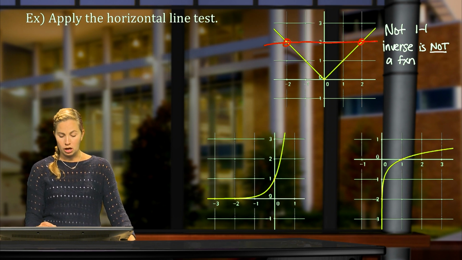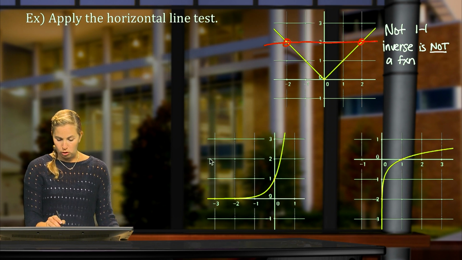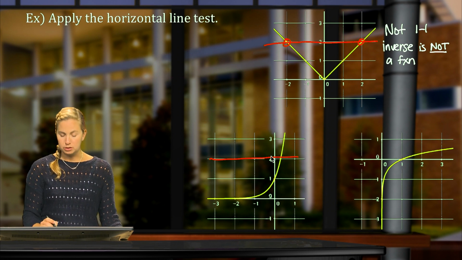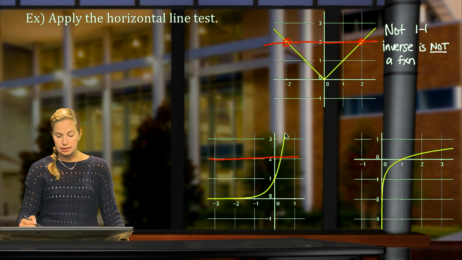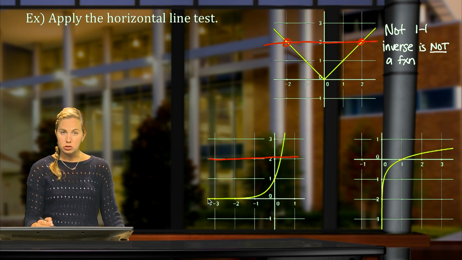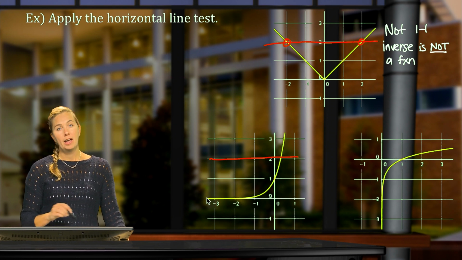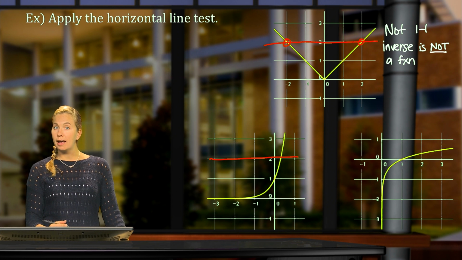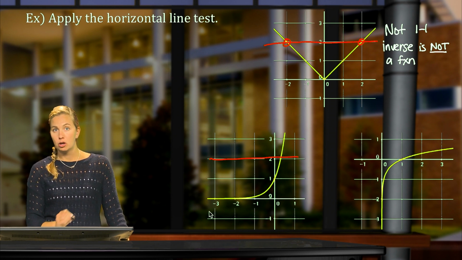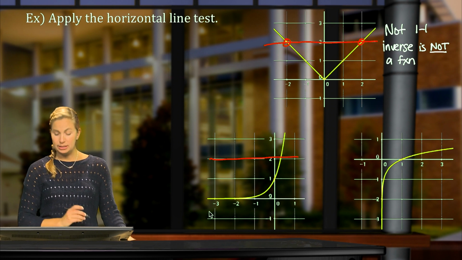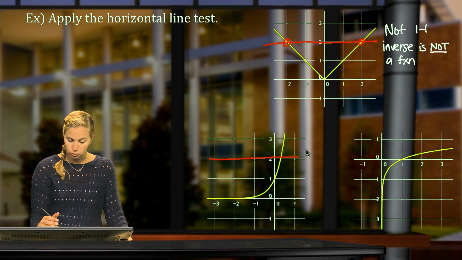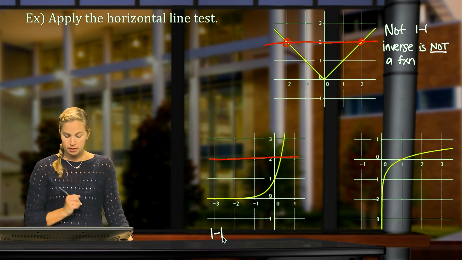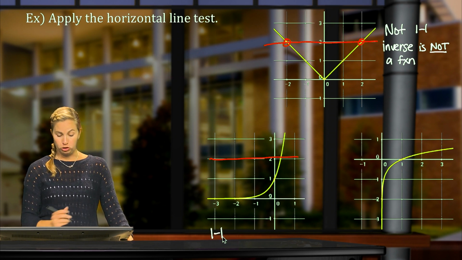Does it pass my horizontal line test? When I draw a horizontal line here, it only intersects once. Students always question this bottom piece though. You can see this yellow line getting closer and closer to that x-axis. And in fact, it continues to approach the x-axis, but it never touches it. And so it never actually becomes horizontal. So this does in fact pass the horizontal line test, which means that it is one-to-one, which implies that the inverse is a function.